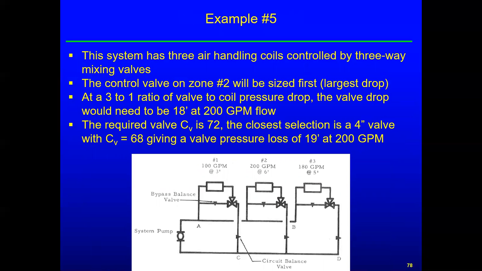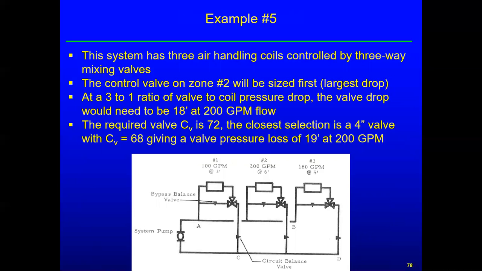And the last example, here's number 5. This system has 3 air handling unit coils controlled by 3-way, three-way mixing valves. Control valve for zone 2, size first because it has the largest drop. We're seeing 200 GPM at 6 foot. The other 2, number 1 is 100 at 3 foot, and number 3 is 180 at 5 foot. A 3-to-1 ratio, again, 3 times 6 is 18, so that's our target.